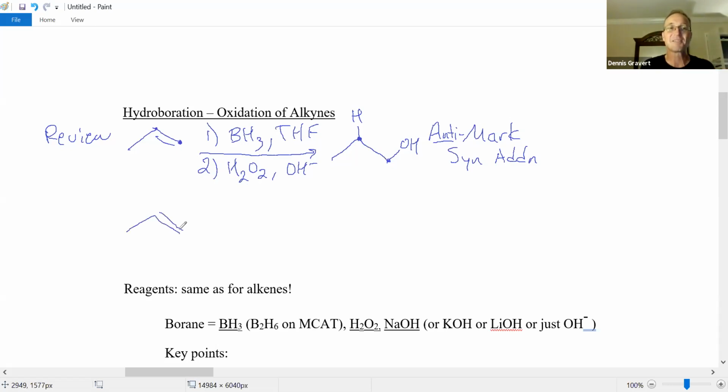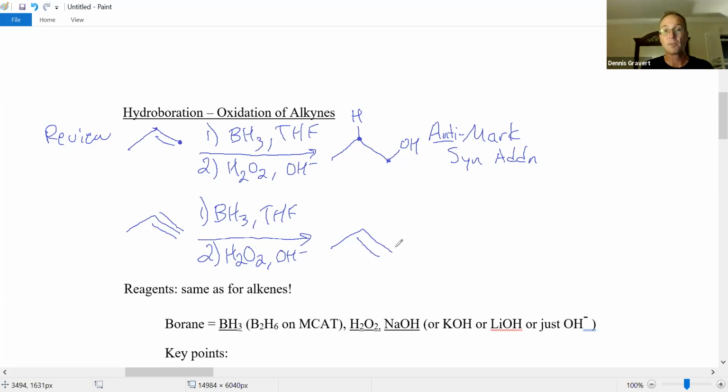Let's apply that same reaction, and ooh, yes, the same set of reagents. They work on alkynes. Okay, so the pattern is lose 1 pi bond and add the alcohol in an anti-Markovnikov fashion. So remove 1 pi bond, and I'm going to keep 1, and put the alcohol in an anti-Markovnikov fashion. And the hydrogen goes on, and it's still syn addition.